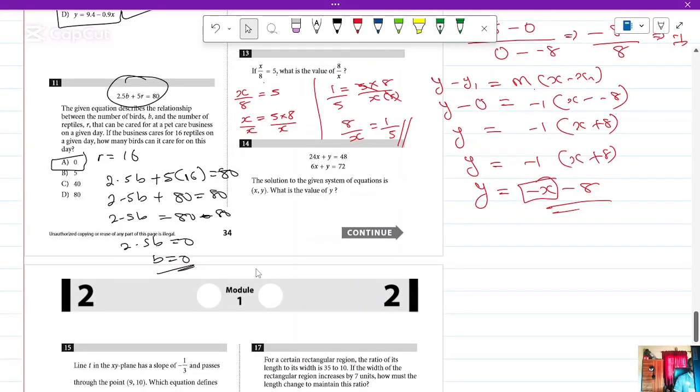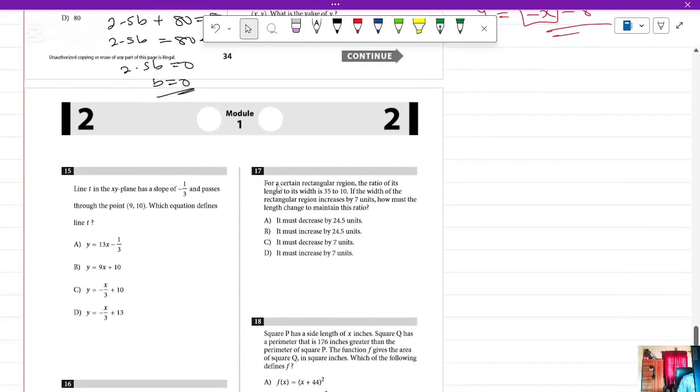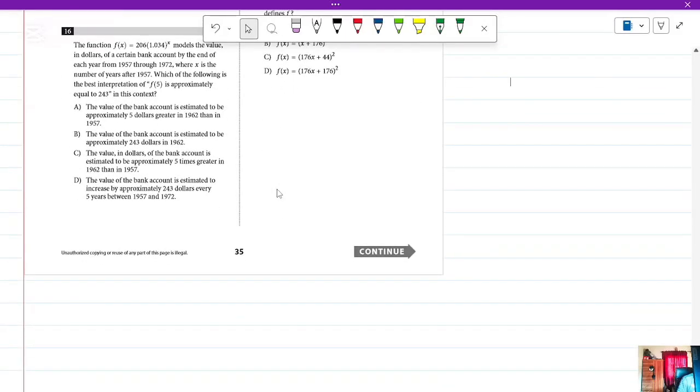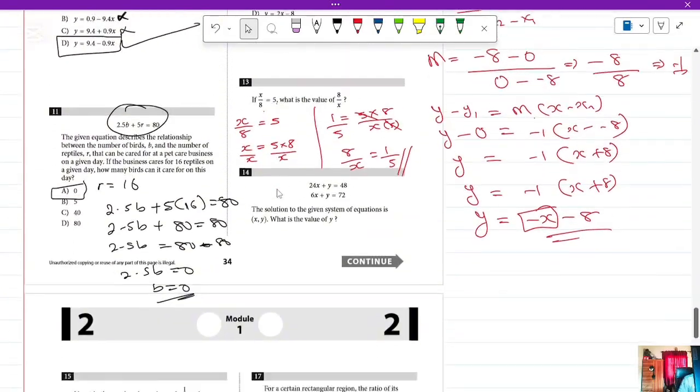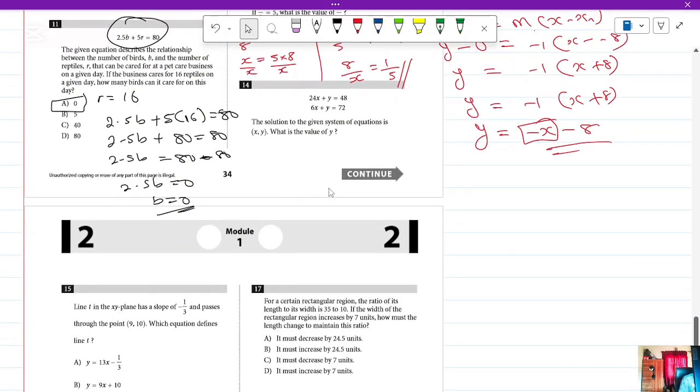Alright, welcome back to this SAT class. Today we are going to continue from where we stopped in our last class. We stopped at solving question number 14. We are going to make sure we solve up to question 18 today and then we continue.